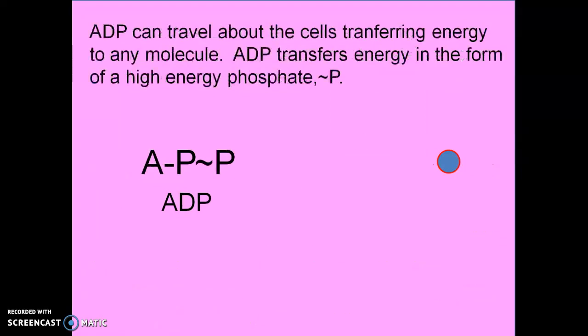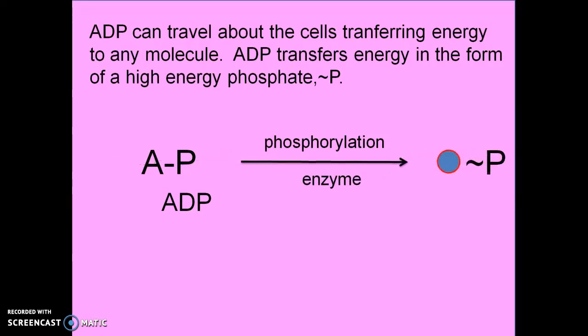Now, that ADP can also travel about the cells, transferring energy to any molecule. That ADP will go through the same process of phosphorylation using another enzyme. We don't need to know the name of that. We move that phosphate over to the molecule or process that needs to be energized. That molecule becomes energized because it has the high energy phosphate.